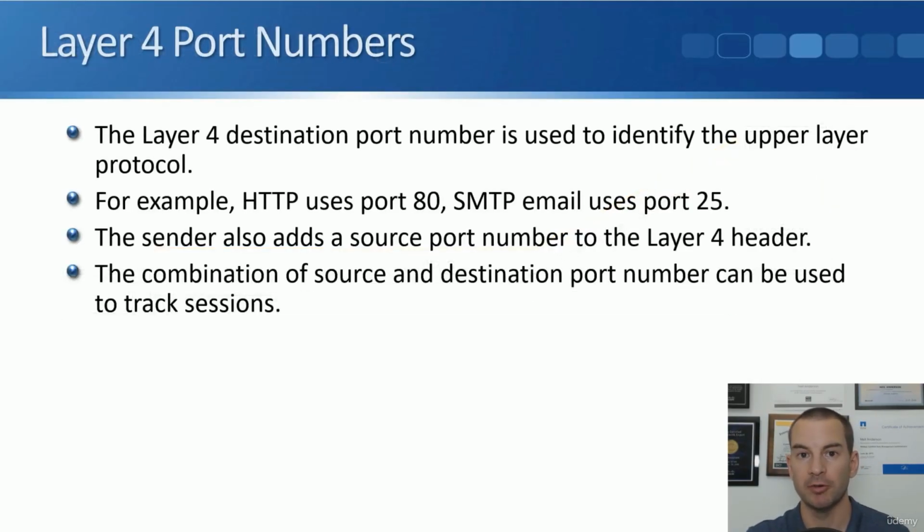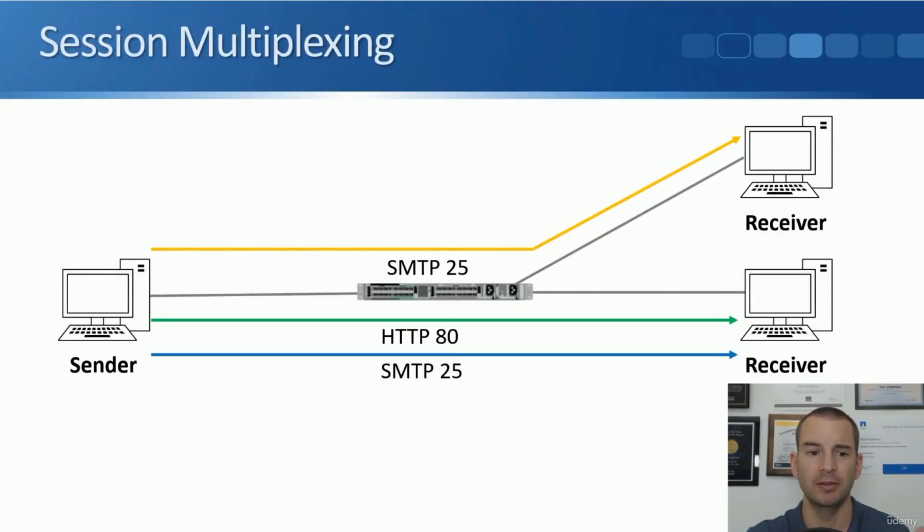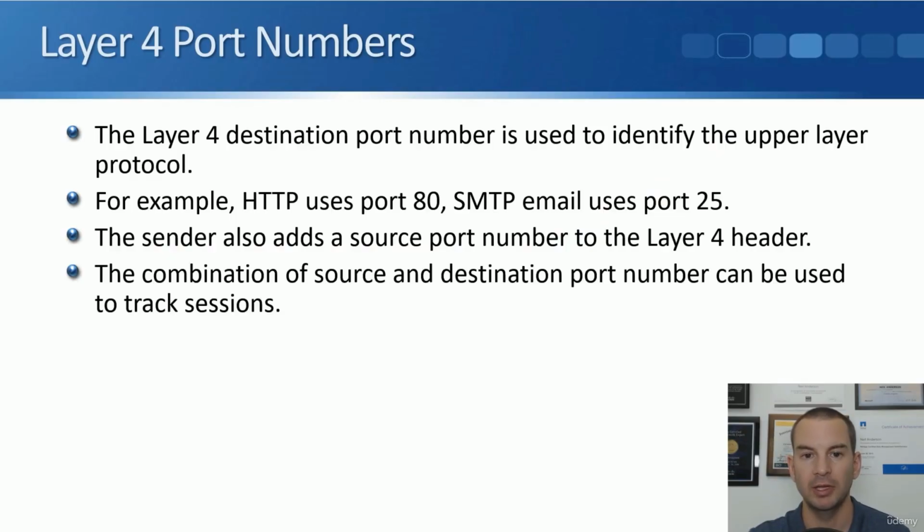We have port numbers. So going back to that previous example again, you see we've got 2 sessions going from the sender on the left to the bottom receiver on the right. One of them is web traffic, the other session is email traffic. So when the traffic comes into the receiver, how does it know which application this traffic is for? Is it for its web server application, or is it for its email server application? The way it knows is with the layer 4 port numbers. For example, HTTP web traffic uses port 80, SMTP email uses port 25. We'll talk about some of the other common port numbers at the end of the lecture as well.